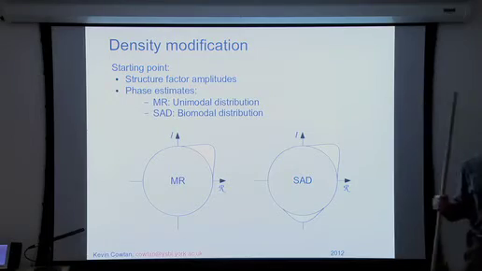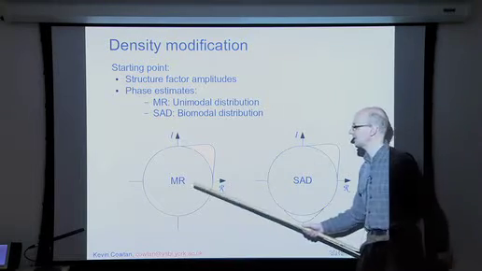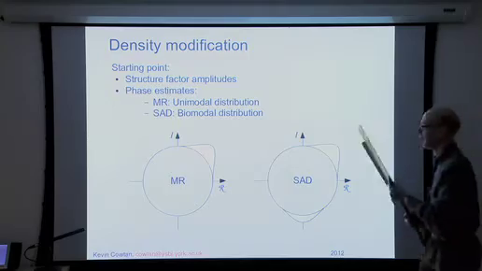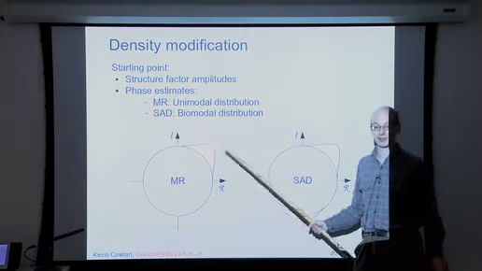Now, these give us different kinds of phase estimates. In the case of molecular replacement, we've got our initial model. From that, we can calculate phases from our homologous model, which will be roughly right. They will contain errors because the models aren't exactly the same. And that gives us an estimate of the phase.